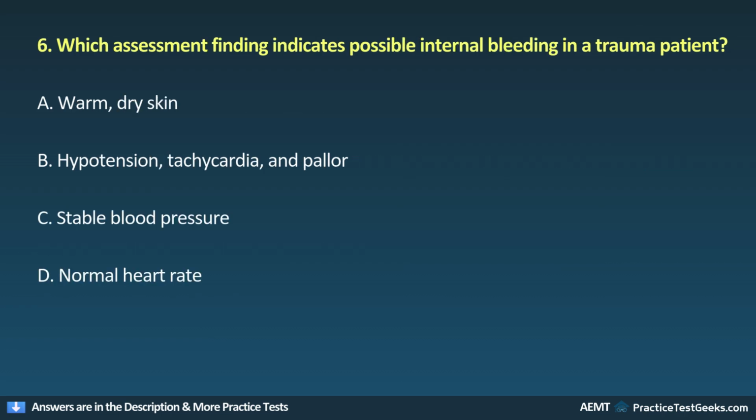6. Which assessment finding indicates possible internal bleeding in a trauma patient? A. Warm, dry skin. B. Hypotension, tachycardia, and pallor. C. Stable blood pressure. D. Normal heart rate.